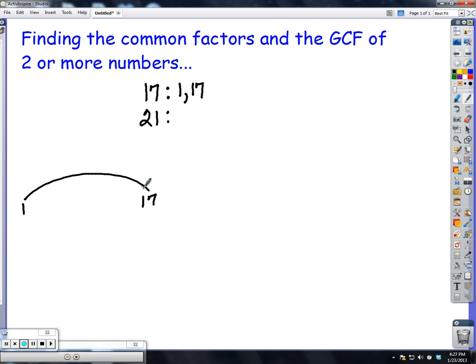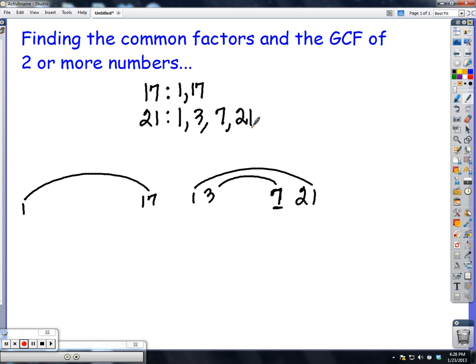Now, if you did not recognize that 17 was a prime number, of course, you would have to keep going through your factors until you repeated, but you wouldn't repeat until you got to 17 again. Okay, now let's take 21. 1 times 21 is 21. 2 times nothing is 21. It's not an even number. 3 times 7 is 21. 4 won't go into 21 evenly, 5 won't go, 6 won't go, and 7 repeats. So I have found all of the factors. 1, 3, 7, and 21.